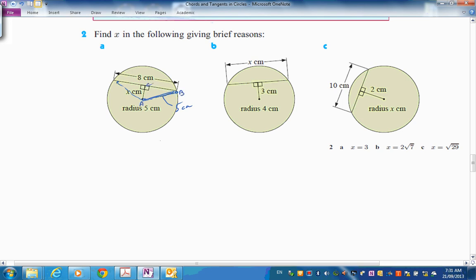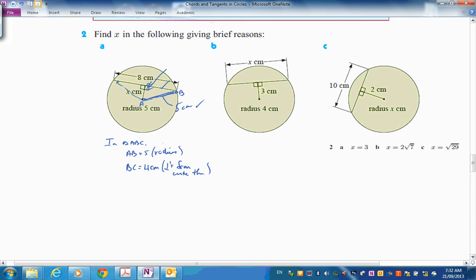Now, let's do some reasoning here. Let's call this ABC. So, in triangle ABC, AB equals 5. That's a radius. And also we can say BC equals 4 centimetres, perpendicular from the centre theorem, right? Because we're given that this is perpendicular, and perpendicular from the centre to a chord bisects the chord. Okay, so now what have we got? We've got a 5 and we've got 4. We should be able to find x.